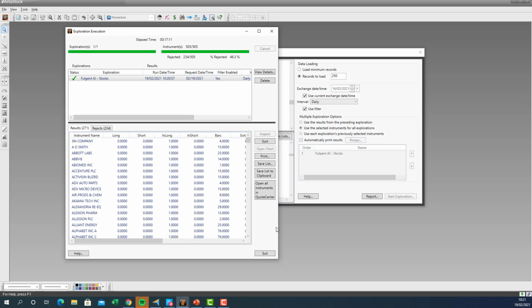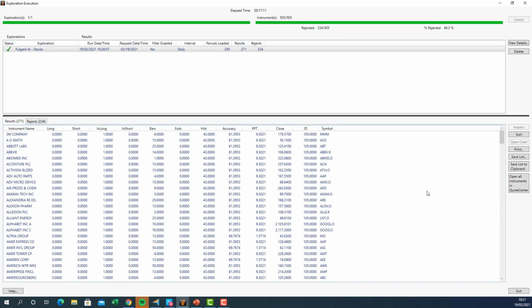Let's quickly interpret the results. Make the screen bigger. So we've got a couple of columns here, in long, in short. If there's a 1 in this column, it means the AI is in a long, and if there's a 1 in this column, that means the AI is recommending a short. Bars tells you how old the trade is: 4 days into a trade, 15 bars, 25 bars, 14, etc.